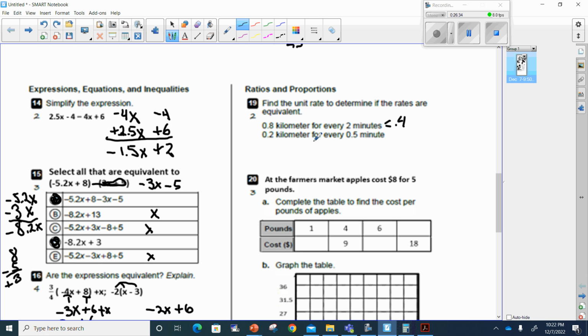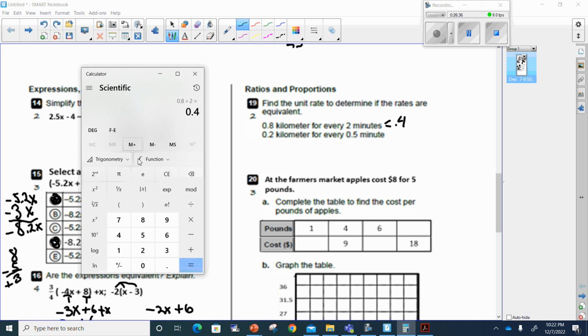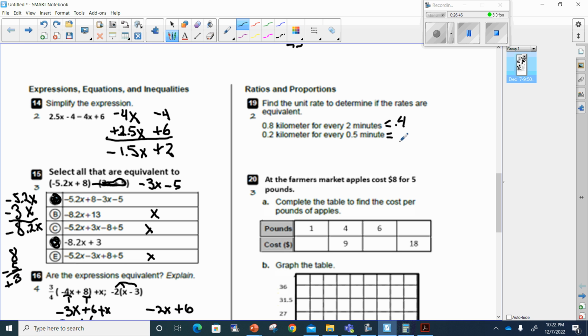We do the same thing to the one down here. Cancel out now, 0.2 divided by 0.5. And look at that, 0.4 again. So, are these equivalent? Yes, they are. They are both 0.4.